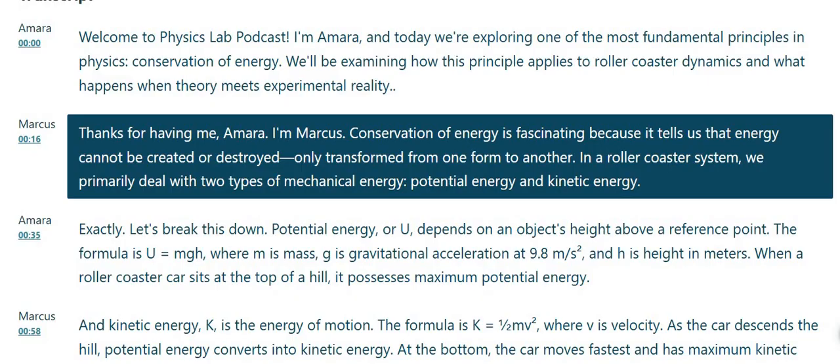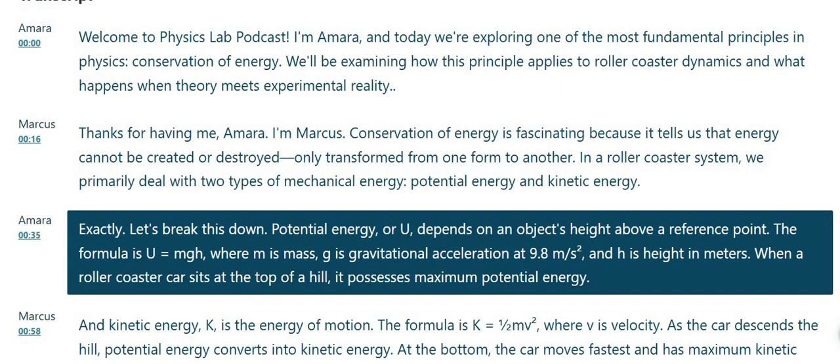I'm Marcus. Conservation of energy is fascinating because it tells us that energy cannot be created or destroyed, only transforms from one form to another. In a roller coaster system, we primarily deal with two types of mechanical energy: potential energy and kinetic energy. Exactly. Let's break this down.